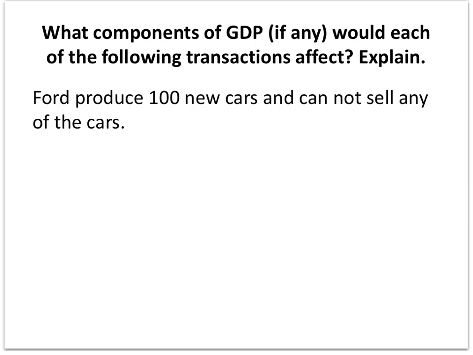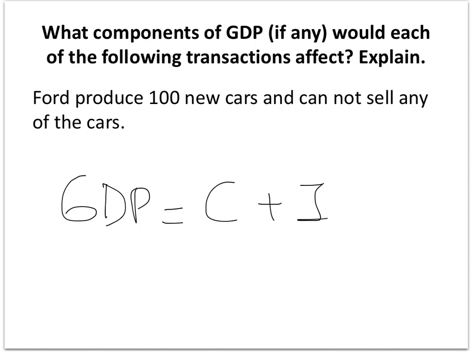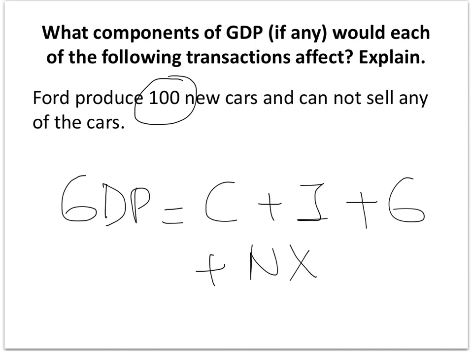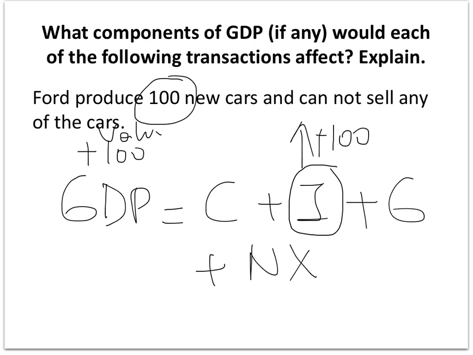Next one. Ford produced 100 new cars and cannot sell any of the cars. So this is the example of how inventories change and how the inventory change affects GDP accounting. Here, as you see, 100 new cars should be included in the GDP, but how are we going to include them? Because Ford cannot sell these 100 new cars, Ford is going to put these cars in inventory, and the change in inventory will be reflected in investment. It will increase investment by the value of the 100 cars, and GDP will increase by the value of these 100 cars.